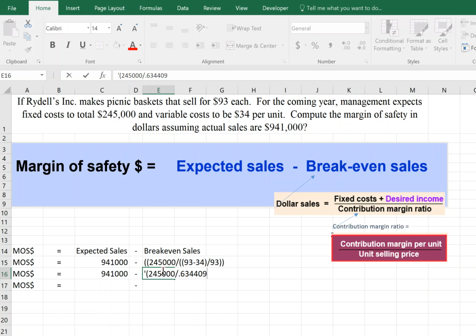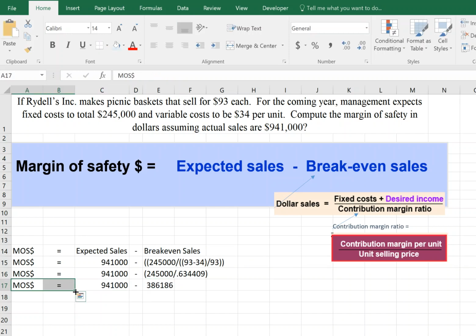634409. What's important when you're using my open math is to make sure you leave in as many decimal places as you can. I recommend 6 or more decimal places. If you round here, you're going to get the wrong answer. It's not going to accept it. So then we get to 941,000 minus break-even sales of 386,186.